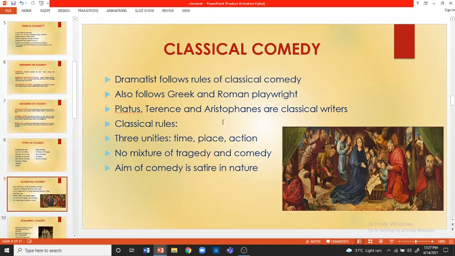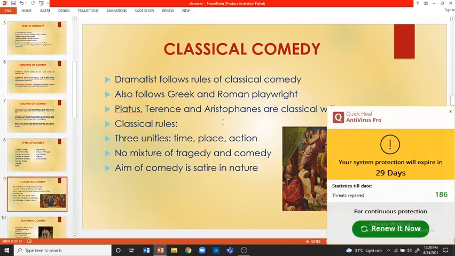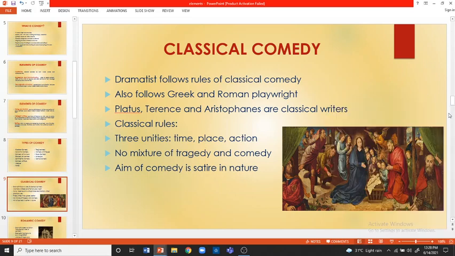The first classical rule is to follow the three unities: time, place and action are the three unities of writing, and they should be followed by the dramatist. One more thing is that for them tragedy is tragedy and comedy is comedy. There is no mixture of tragedy and comedy with each other. Both are different things. And when we think about the aim of comedy, it is satire in nature. The aim is not to entertain society but to satirize the nature of any person or any society.